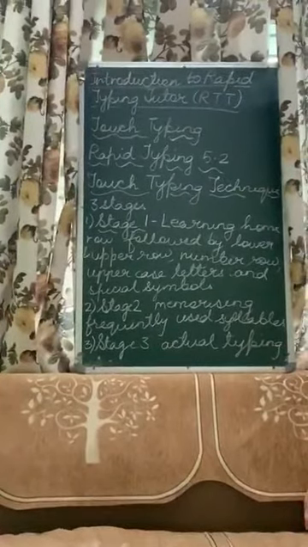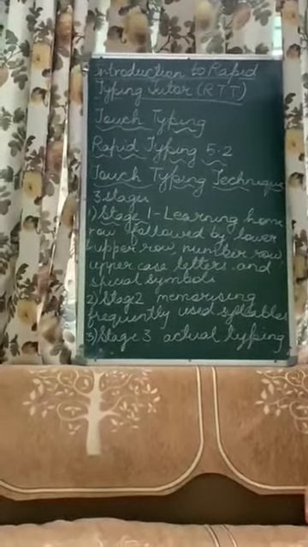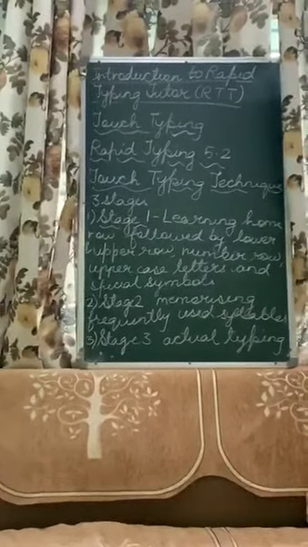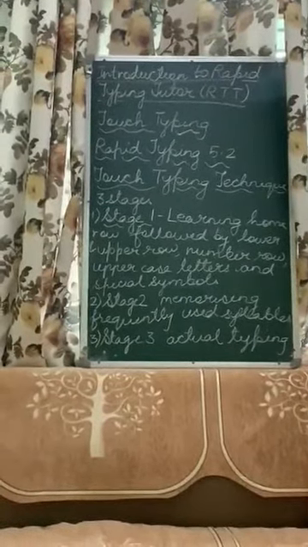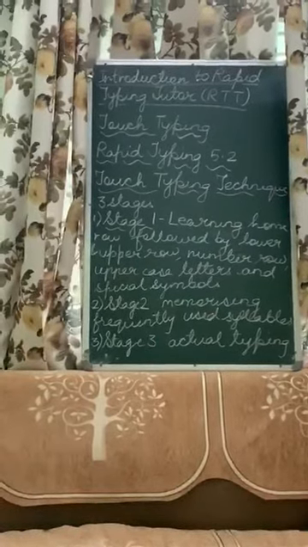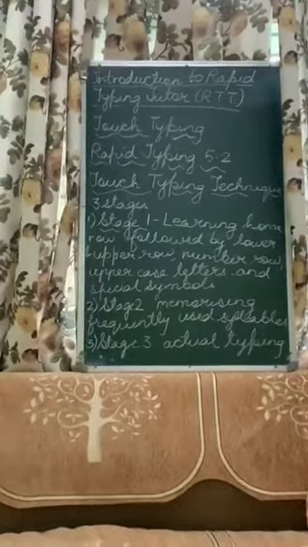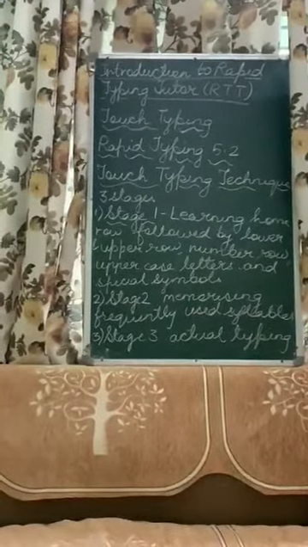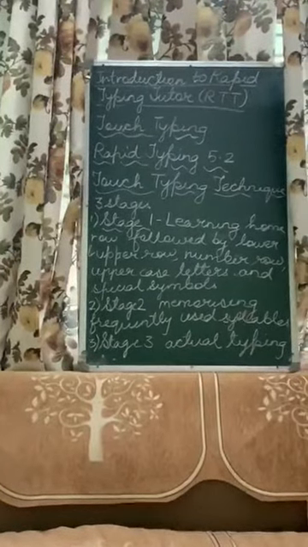Now there are 3 stages in touch typing: stage 1, 2 and 3. What is stage 1 saying? Stage 1 involves learning the home row of the keyboard. Now what is a home row? The row that begins with Caps Lock and continues with F D S A, semicolon, J K L. So this is the home row of the keyboard, or we can say the base row of the keyboard. First of all, you need to learn the home row.